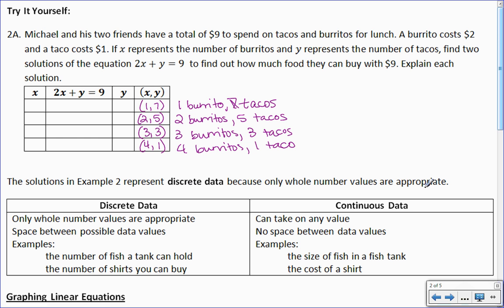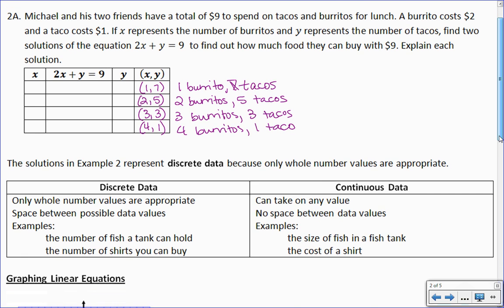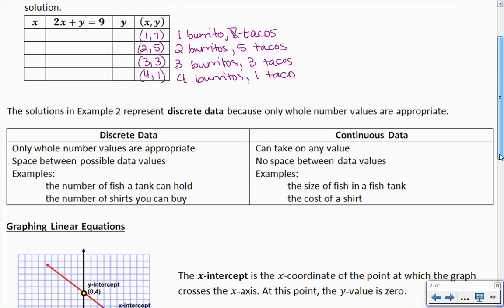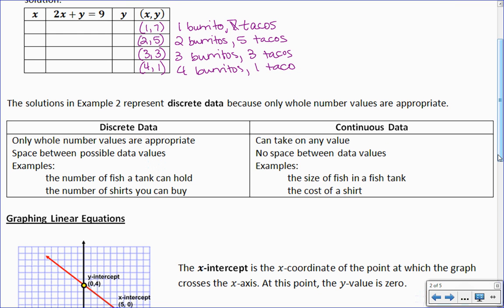data because only whole number values are appropriate. We couldn't order 2.5 burritos, for example, and you can't employ 3.7 employees. So those are discrete data because only whole number values are appropriate. The opposite of that is continuous data. So you see the comparison here. For discrete data, only whole number values are appropriate, versus with continuous data, those can take on any value.